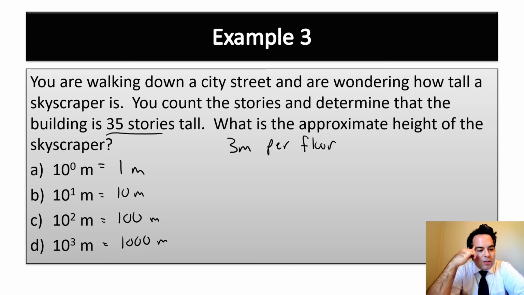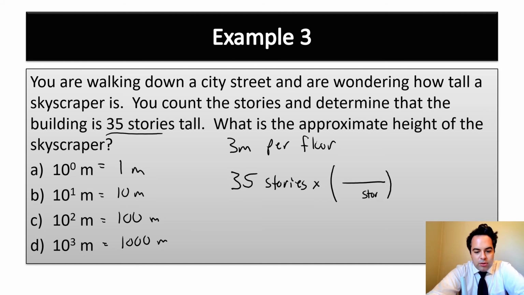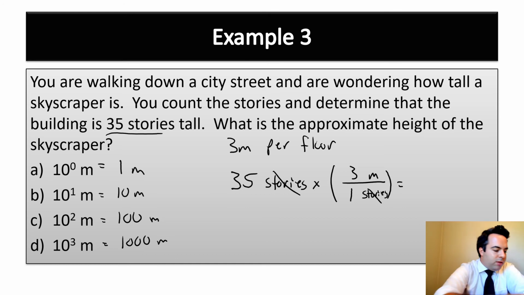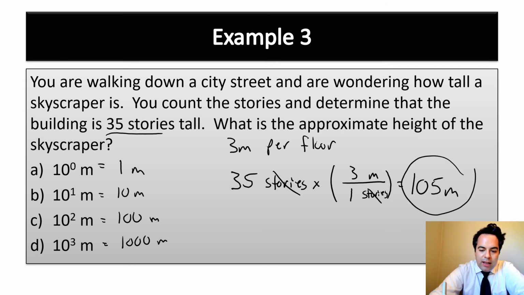And if we wanted to convert stories into meters, we could actually do dimensional analysis, or you just multiply 35 times 3. But since we were just talking about dimensional analysis, 35 stories times our parentheses, so we put stories. And then we wanted to go into meters. So we said we estimated one story is about 3 meters. So we'll cancel out stories divided by stories, and we'll be left with 35 times 3, 105 meters. So this is our estimation.